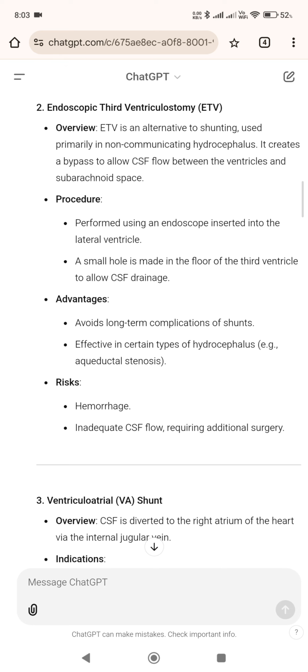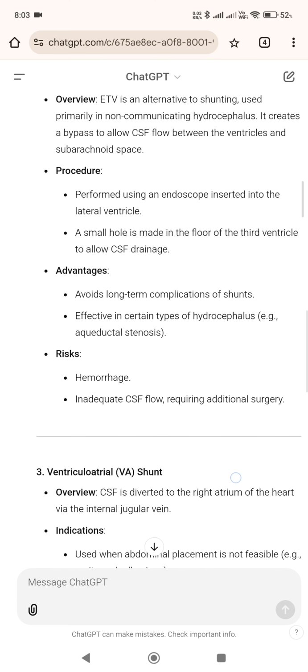2. Endoscopic third ventriculostomy, ETV. Overview. ETV is an alternative to shunting used primarily in non-communicating hydrocephalus. It creates a bypass to allow CSF flow between the ventricles and subarachnoid space.